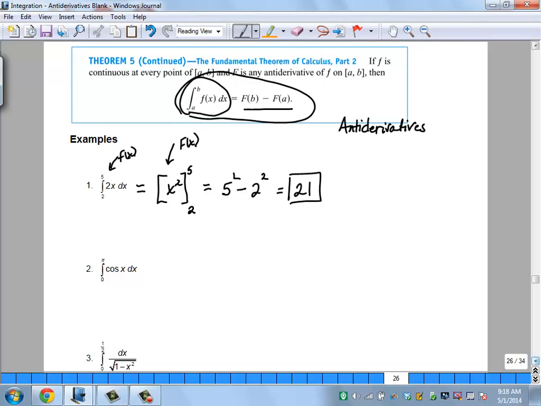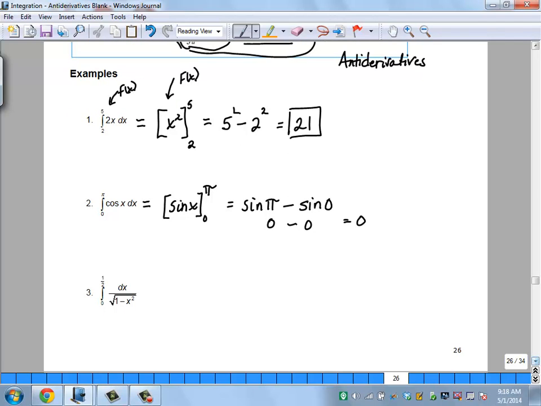Okay? So I have the integral from 0 to pi of cosine x dx. I want you to tell me what the answer is using the fundamental theorem of calculus. So we're going to do the antiderivative of cosine, which is sine. We'll put that in brackets. We're evaluating it from 0 to pi. So since that's my original function, I'm going to be sine of pi, the end, minus the beginning. Sine of pi is 0 minus the sine of 0, which is 0. 0 minus 0 equals 0.